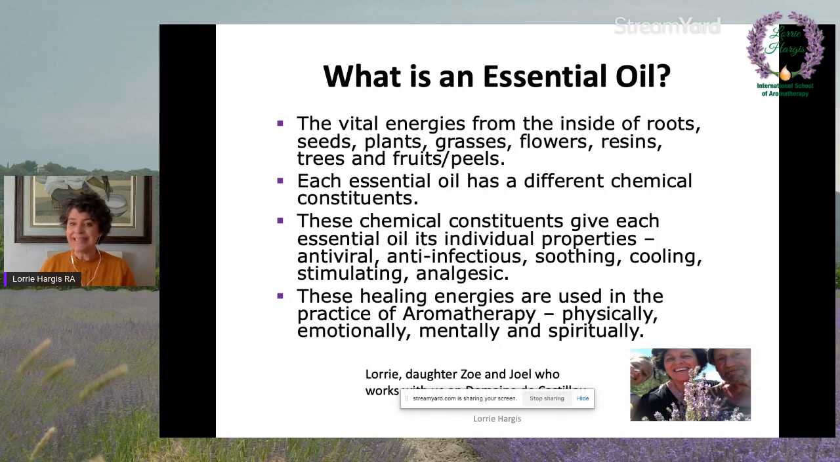Now, rose is a flower. It comes from the flower. It doesn't come from the stems. Pine comes from the tree, from the branches of the tree. You don't cut the tree down like you do with sandalwood. Eucalyptus comes from the leaves of the trees, right?